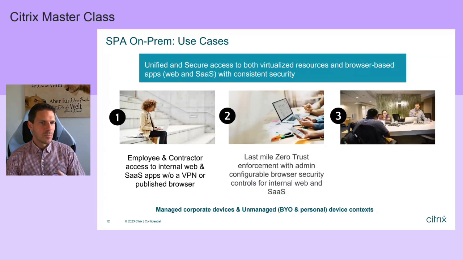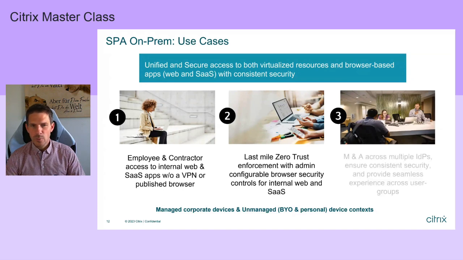The second use case would be providing comprehensive last-mile zero-trust enforcement with an admin configurable browser security control for internal web and SaaS apps from managed and unmanaged devices without publishing a browser or using a VPN. So what does it mean? Consolidating all virtual web and SaaS applications in a unified portal enhances the user experience a lot. By launching web and SaaS apps from the unified portal, Citrix Enterprise Browser opens and enforces security settings directly on the user's device. With this, we remove the need for a VPN connection or published browser.